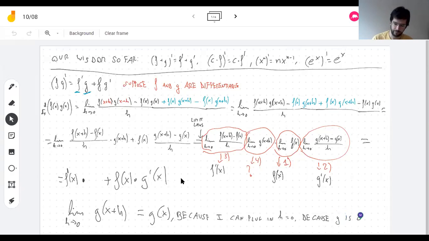So how do I know now that g is continuous? Nobody told me that g was continuous. I was told that g was differentiable. But if you remember, in Monday's class we saw that every differentiable function is continuous. Differentiable functions are continuous.